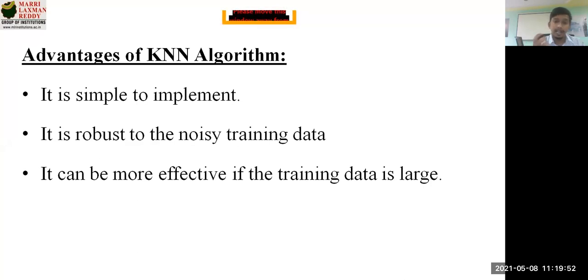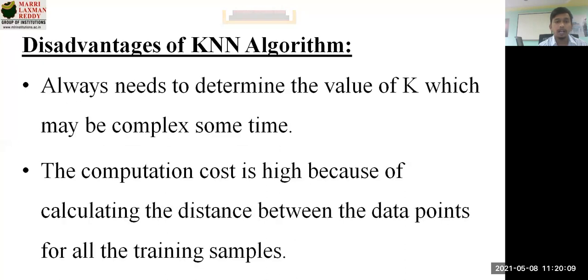If training data is large, it can still be effective, but calculation of Euclidean distance for each and every point takes a lot of time. That's why, whenever there is a large data set, the decision making will be a bit slower compared to other algorithms. Okay. So talking about disadvantages of KNN, the selection of the value of k is always very important.